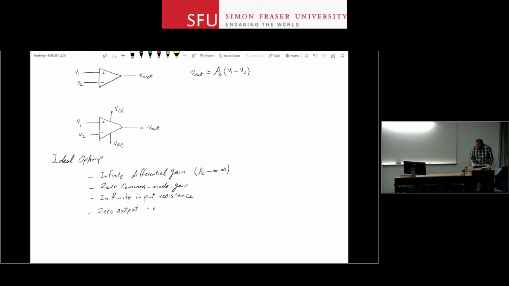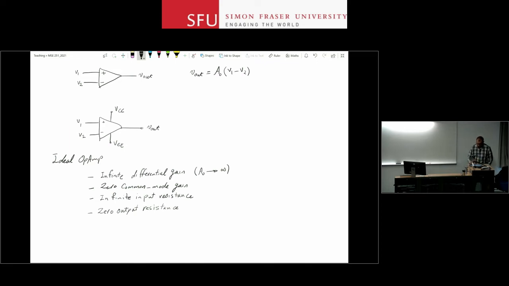Or let me just call it resistance. Okay? So again, when you look at the op-amp, the signal at the output is a voltage, so it's acting as a voltage source, and for an ideal voltage source, you would like the output resistance to be 0. So for an ideal op-amp, that's what we would like to have.